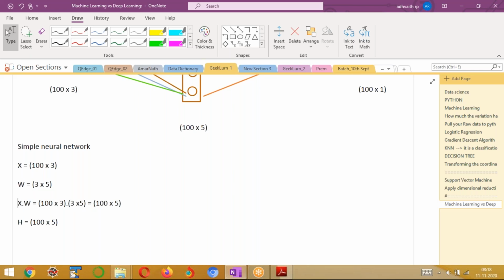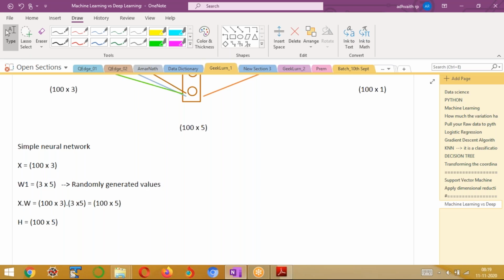That means I need to multiply with the W matrix. W1, let's call it W1. Okay? A 3 by 5 set of matrix. So 100 by 3 into 3 by 5 gives the result as what? 100 by 5. So how will these W1 values get created? Randomly generated. Randomly generated values.